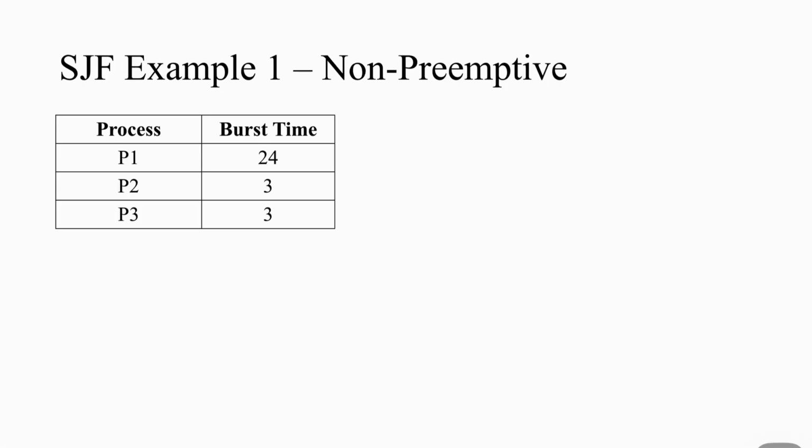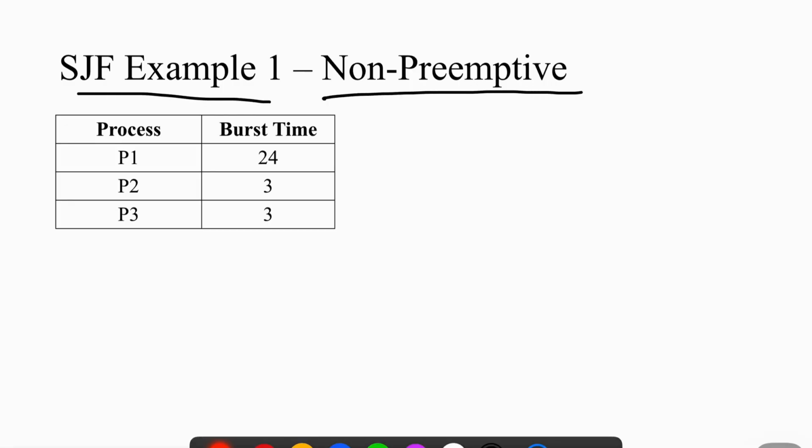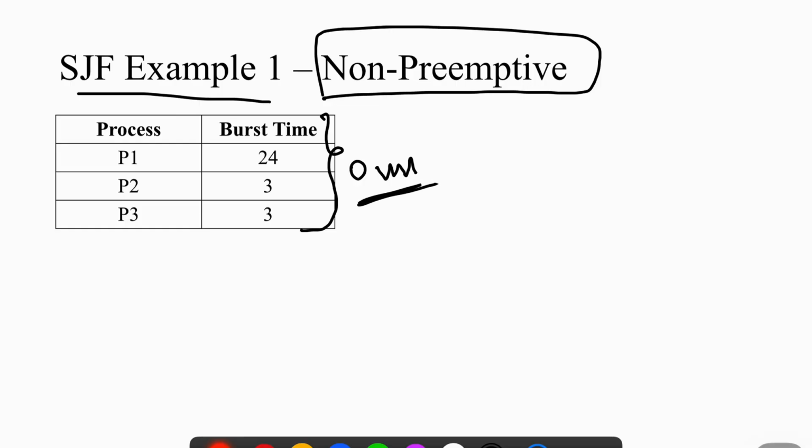Now here, as told, this is the first example with respect to the non-preemptive method, wherein we are considering the same example with 24, 3, 3. And we will assume that all of them came at the same time, that is 0 milliseconds. Let us understand one more thing. When I was doing FCFS, we first wrote the Gantt chart, then found the average waiting time and the average turnaround time. The same thing we will be doing here as well. So, the first step: write the Gantt chart.